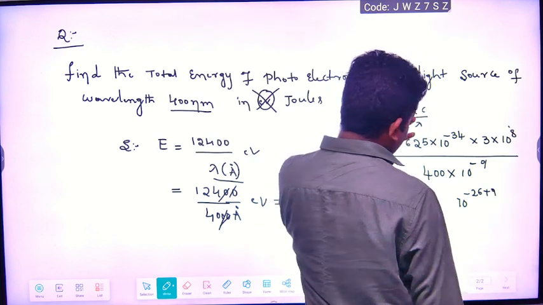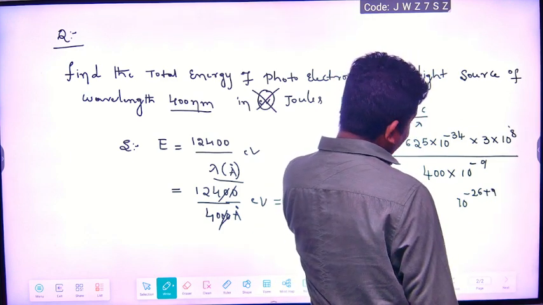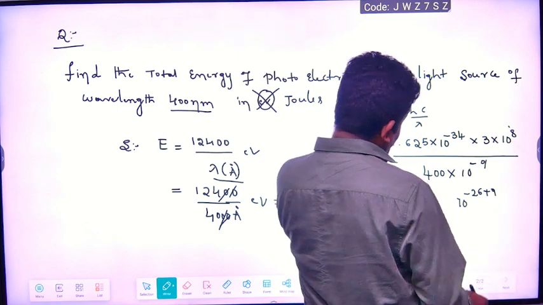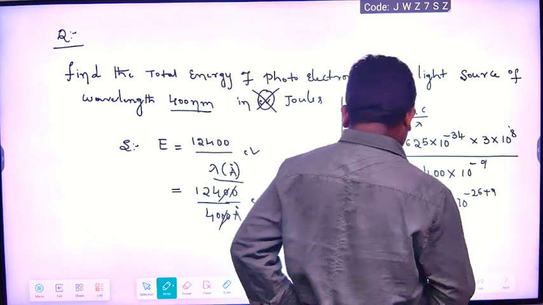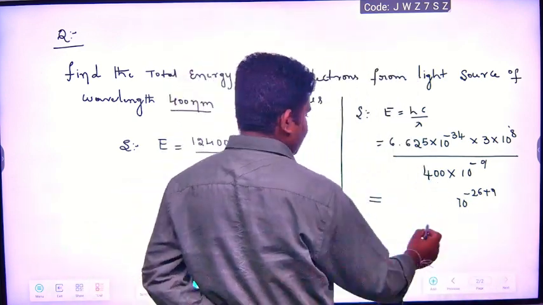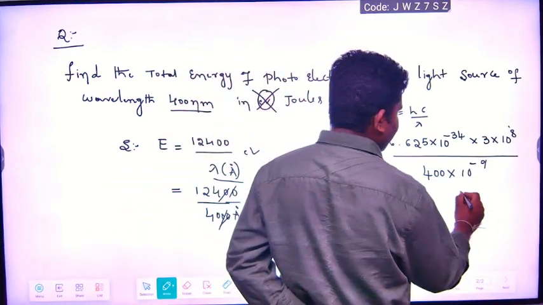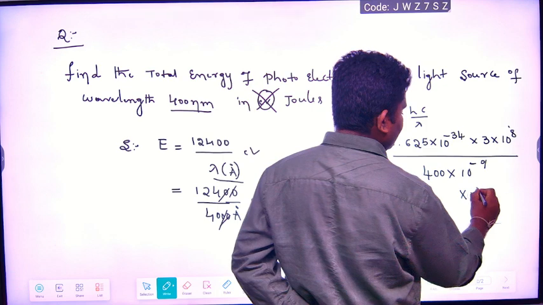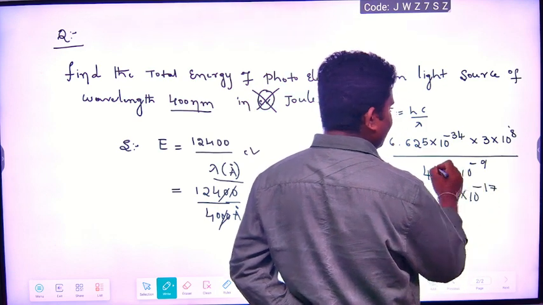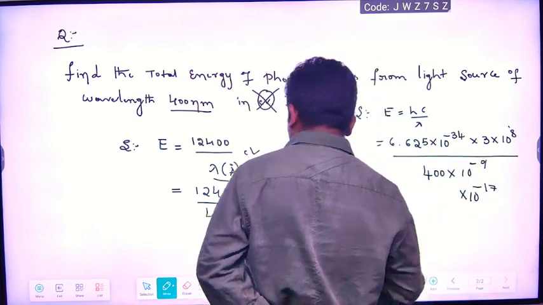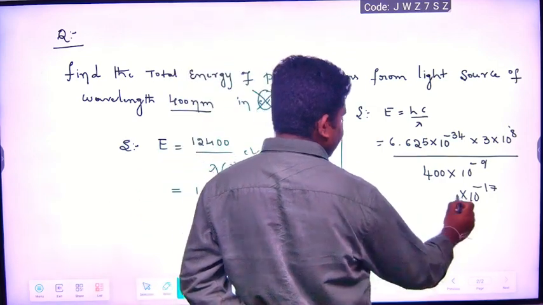It will become minus 17 you will get. Here the power will come minus 17. Okay, then again if you do 400 and all you will get something. So what is the answer? Final answer, please tell fast.